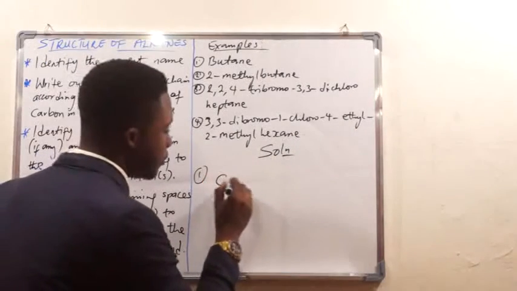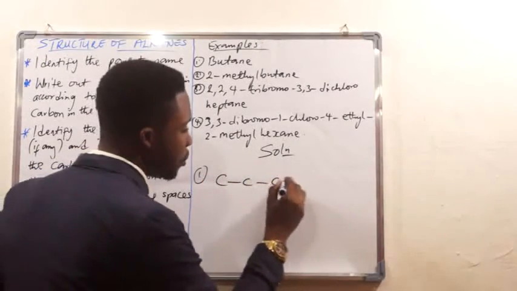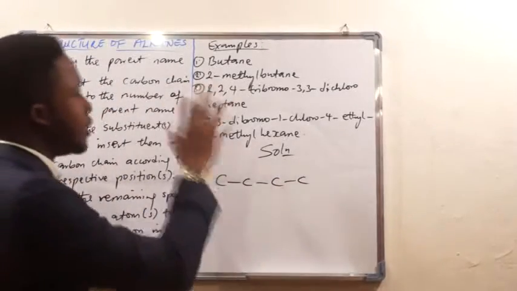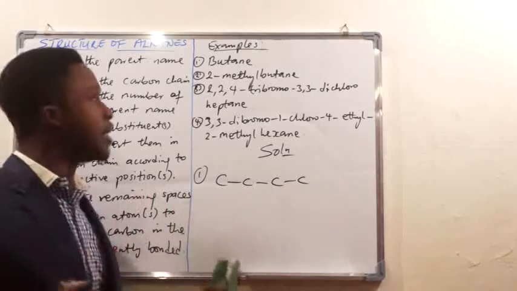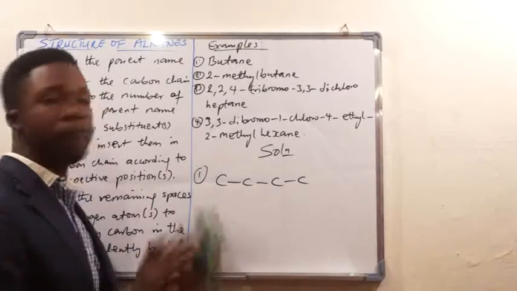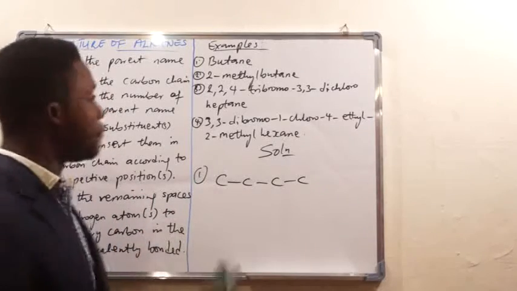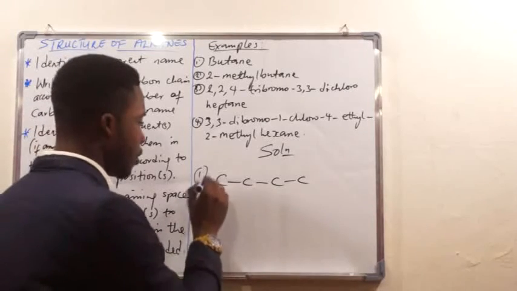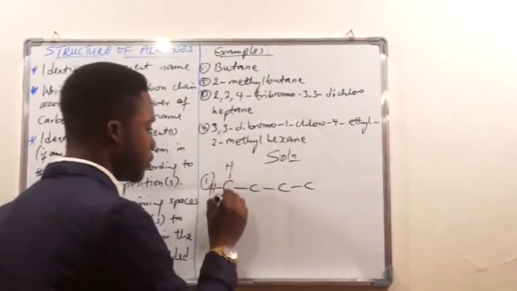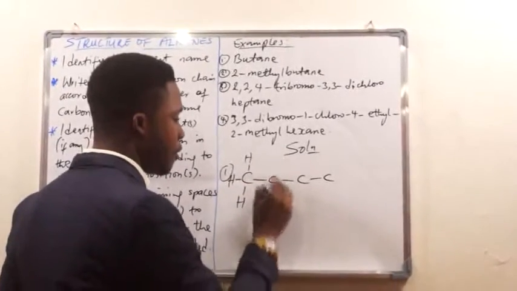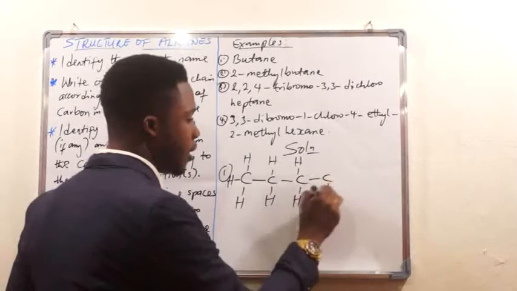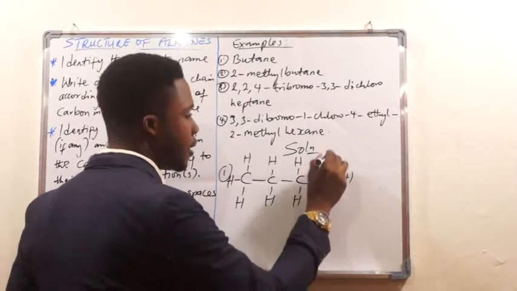This is my 4 carbon. 1, 2, 3, and 4. Now, if you look at it as a butane, there are no substituents in this compound. So we simply fill up all the carbons with our hydrogen. Hydrogen 1, 2, 3, 4, 5, 6, 7, 8, 9, and 10.